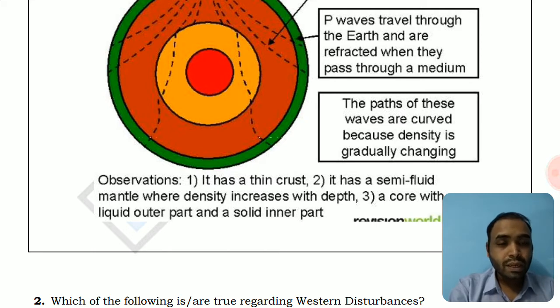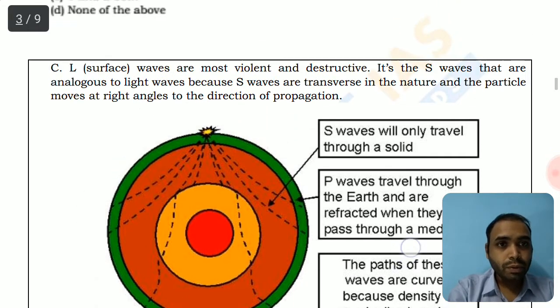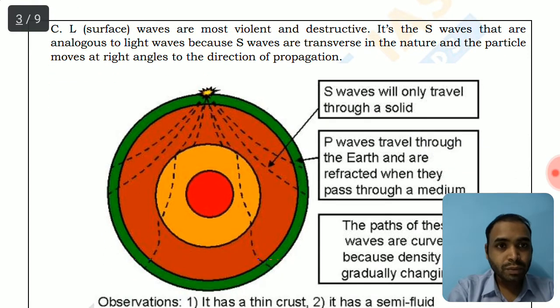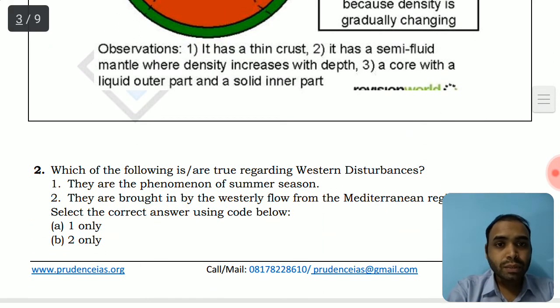So we should be careful about these learnings. And L waves are surface waves. During the earthquake, they travel along the surface of the earth. That's why they are very violent and destructive. So let's move on to question number 2.